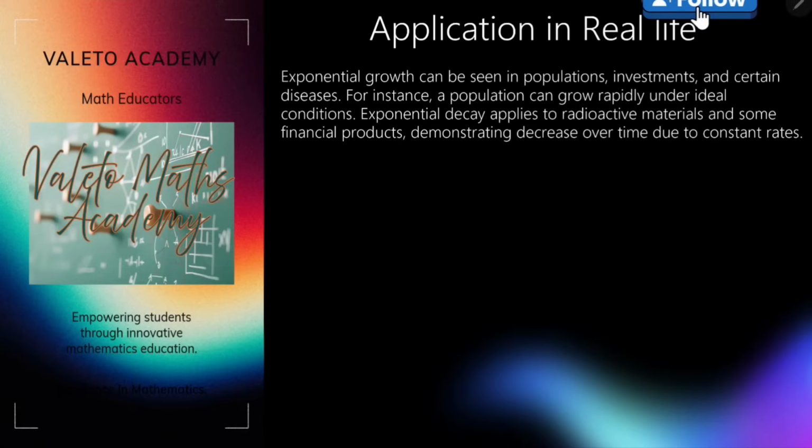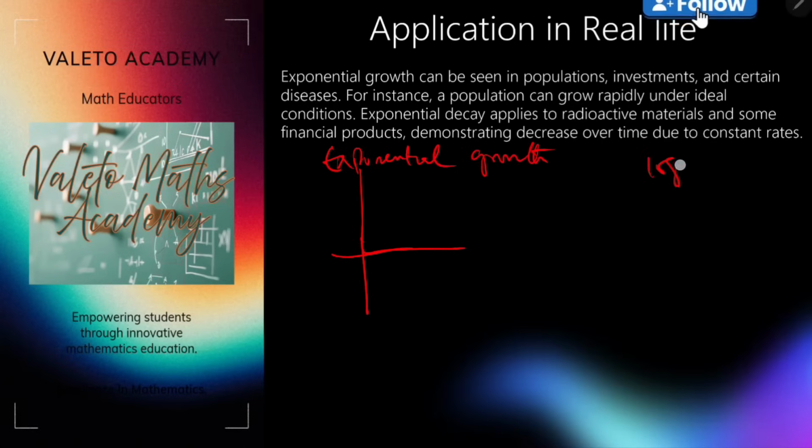For instance, a population can grow rapidly under an ideal condition. Exponential decay applies to radioactive materials and some financial products, demonstrating decrease over time due to constant rates. Yep. So I would like to say here that growth can be divided into two: exponential growth and logistic growth.